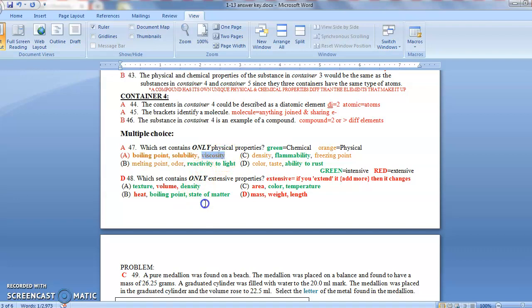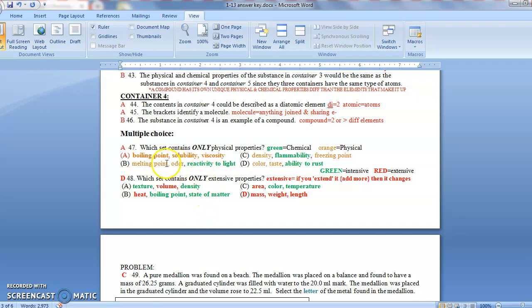Viscosity is a new word. We probably haven't talked too much about viscosity. Viscosity is how resistant a substance is to flowing. Well, molasses does not flow very well. Oil flows better. They have different viscosities, but their flowing does not change them into something else.